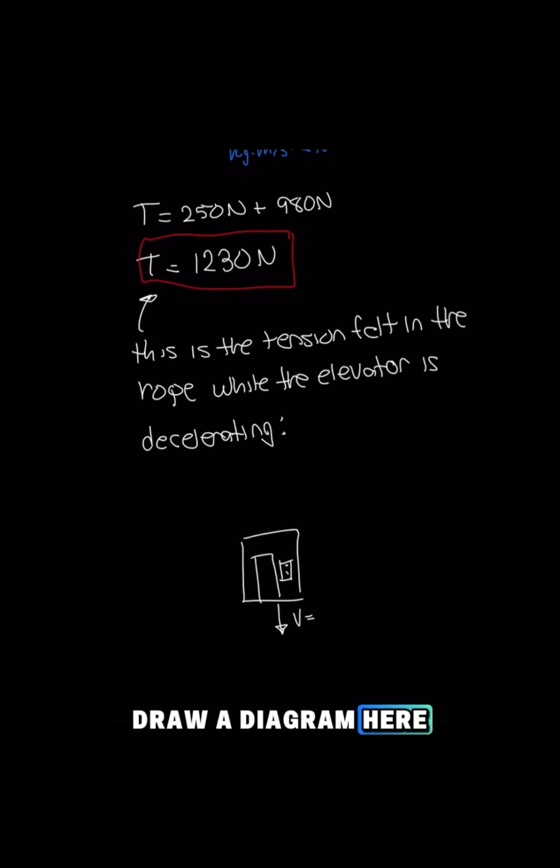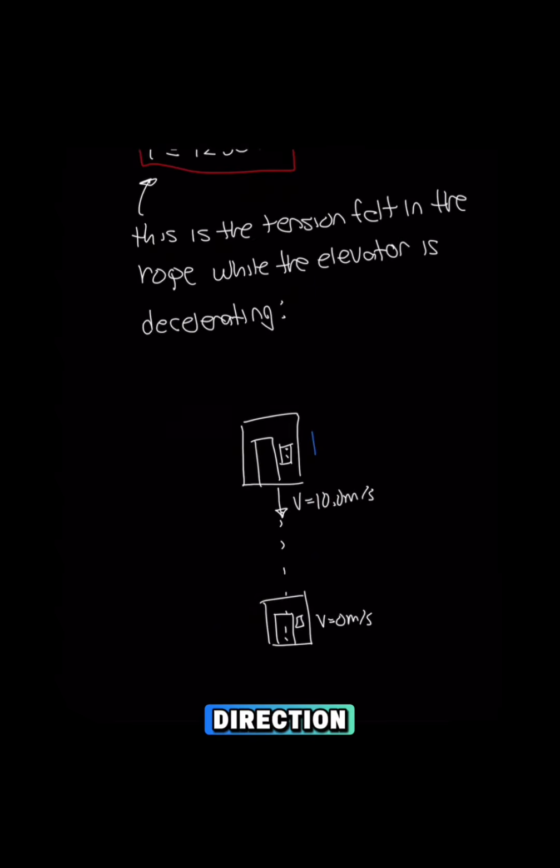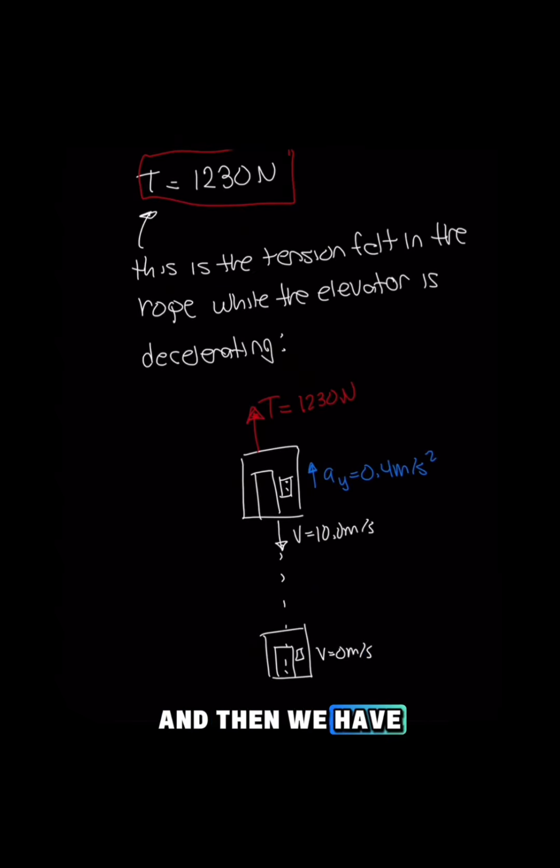Draw our diagram here. We have our acceleration pointing in the up direction, allowing it to slow down. And then we have our tension force felt in the cable while it's slowing down.